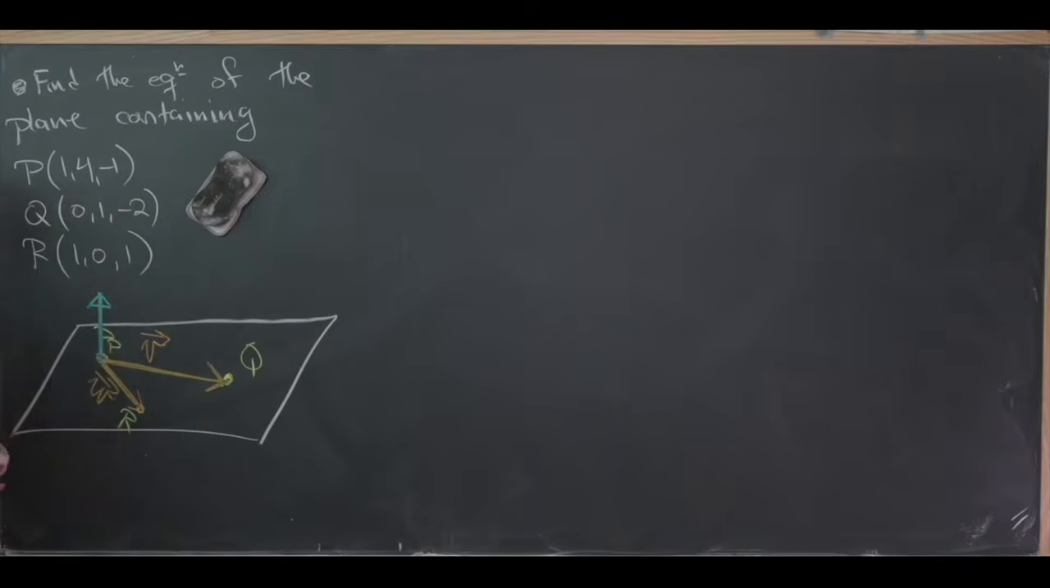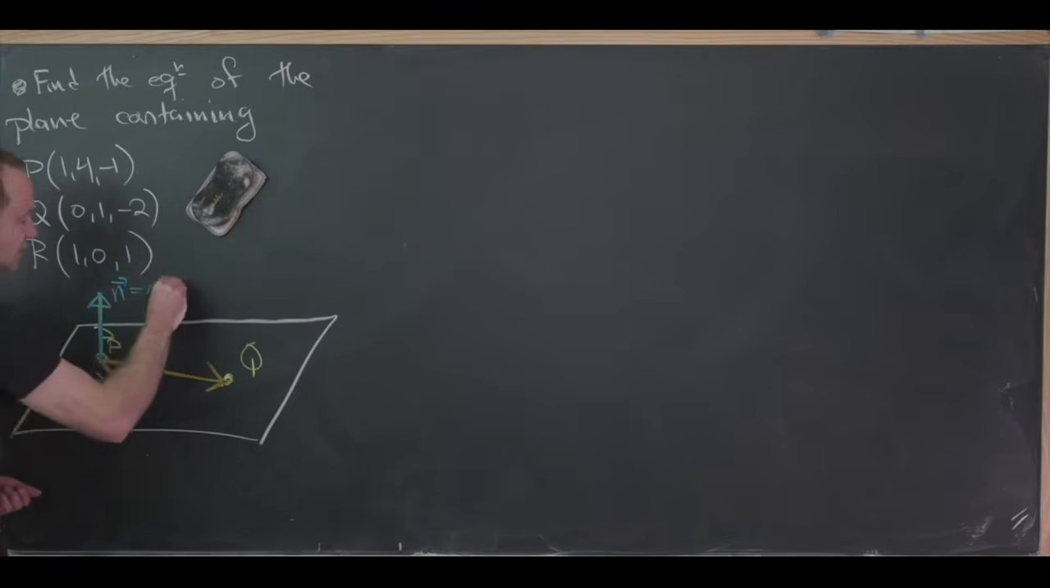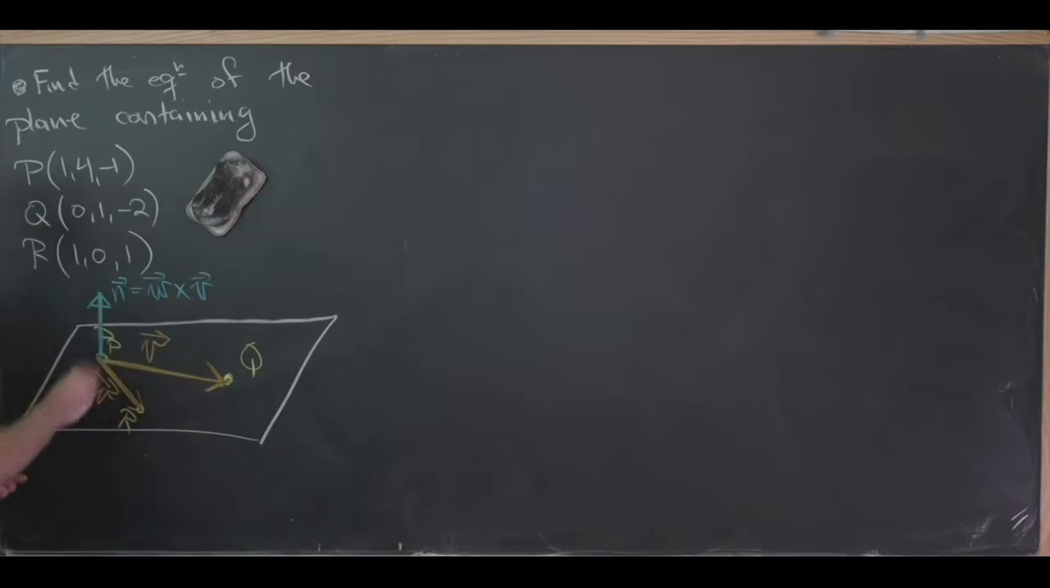So I'll call this thing N, which is equal to V cross W, but this will actually be W cross V, I think, because of the right-hand rule. Okay, so that's what we're going for here. And then once we have our normal vector, we can use that normal vector together with any of the points we want, and we can write down the equation of a plane and we're good to go.